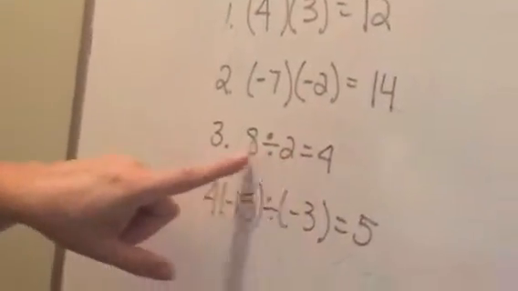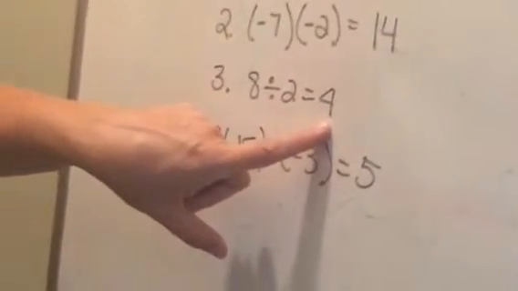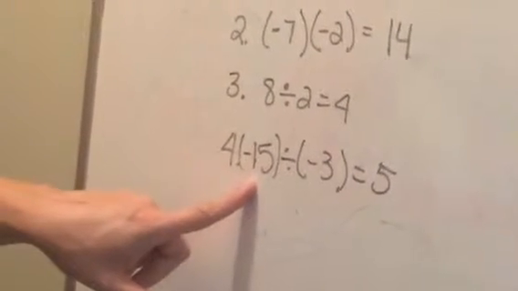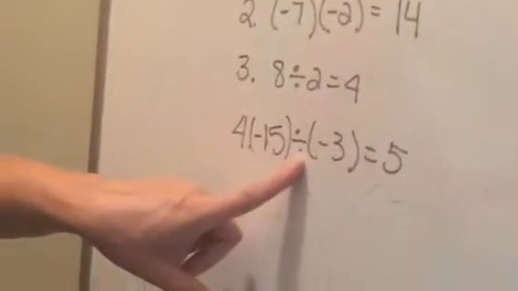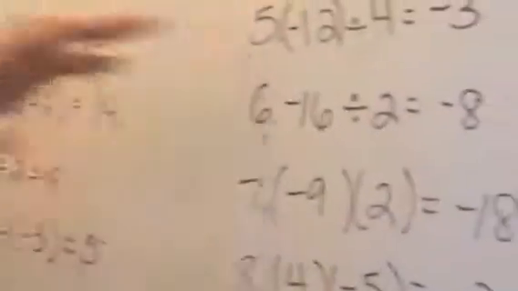Here's 2 more same signs. 8 divided by 2, positive 8, positive 2. The answer is going to be positive 4. Oops, what happens here? Number 4, negative 15 divided by negative 3. 2 negatives divided by each other equal a positive. The answer is positive 5.